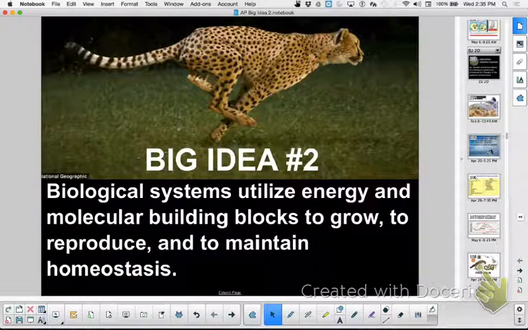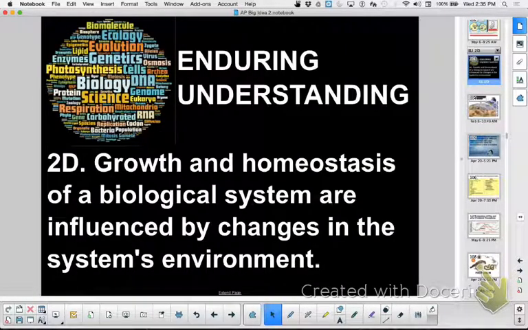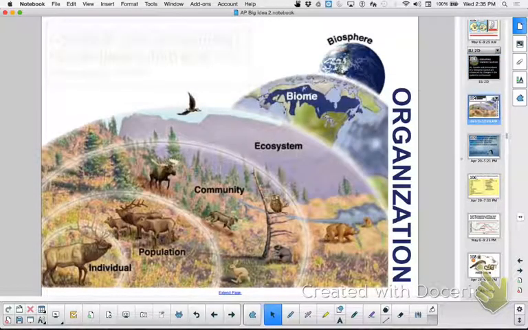We are continuing our discussion about Big Idea 2, utilizing energy and molecular building blocks to grow, to reproduce, and to maintain homeostasis. In this current review, we are on 2D, and the enduring understanding is that growth and homeostasis of a biological system are influenced by changes in the environment. We just started talking about that when we discussed our ecology unit, so there's a little bit of review there.